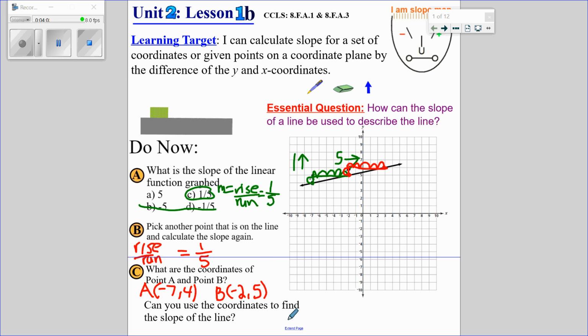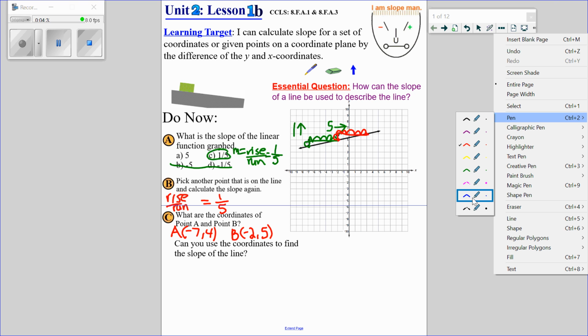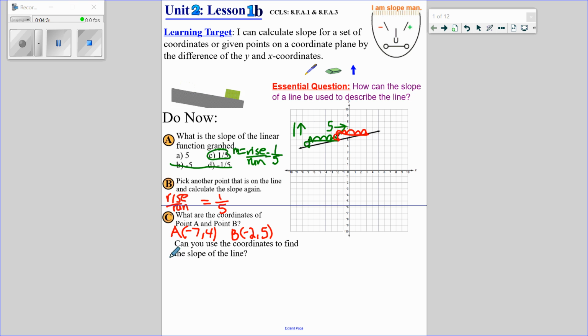So now the question is, can you use the coordinates to find the slope of a line? Yes, we can use these 2 points because in lesson 1A, we just briefly touched on finding the slope of the line using the coordinates. So this is the formula we have to use now when we have 2 coordinates. M, hold on, I need to put on my pen. Okay, I'm going to write it over here. M equals y2, the 2 at the bottom called the subscript, minus y1, over x2 minus x1.